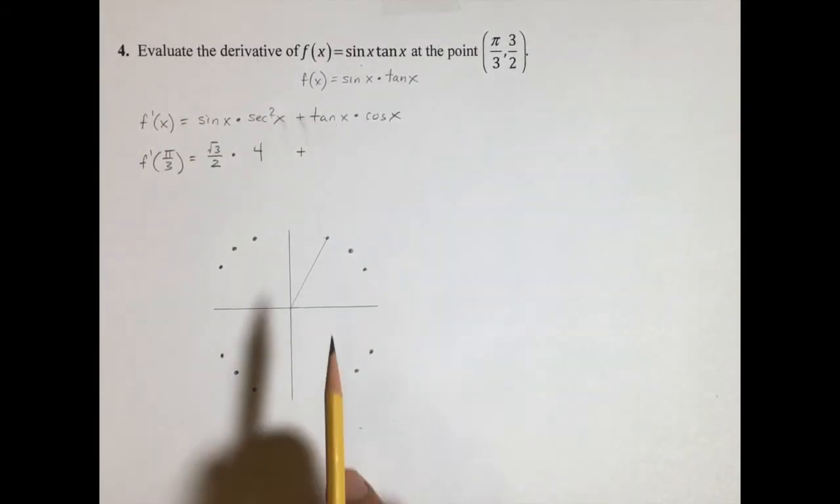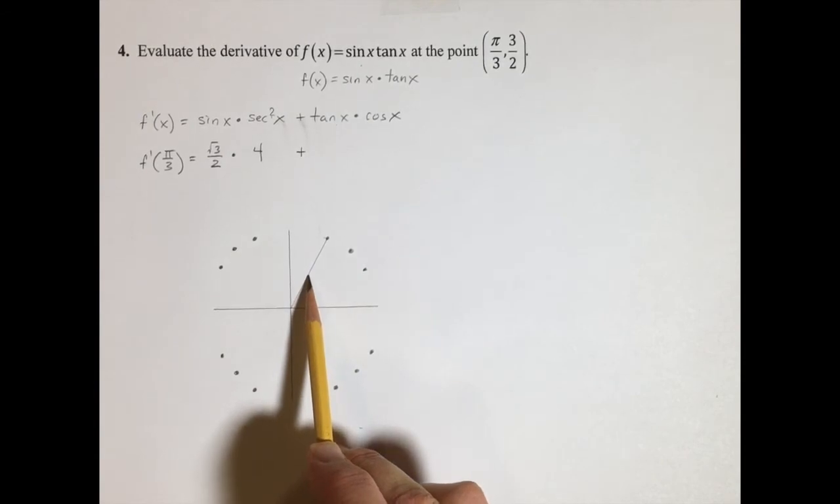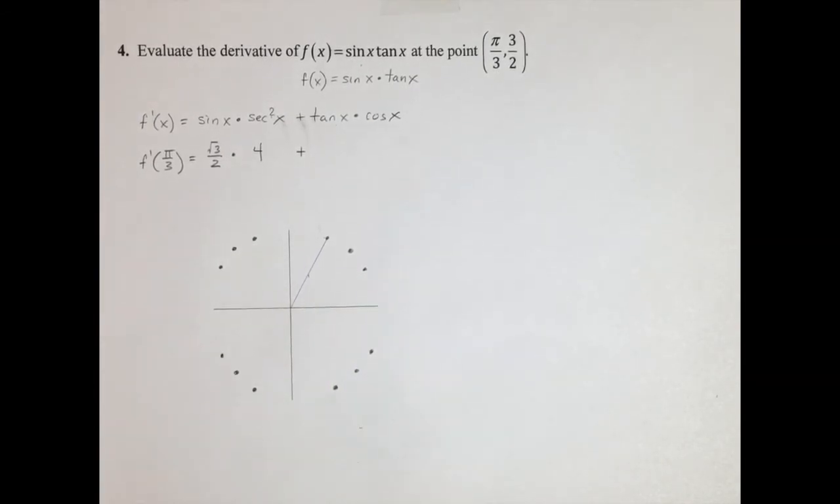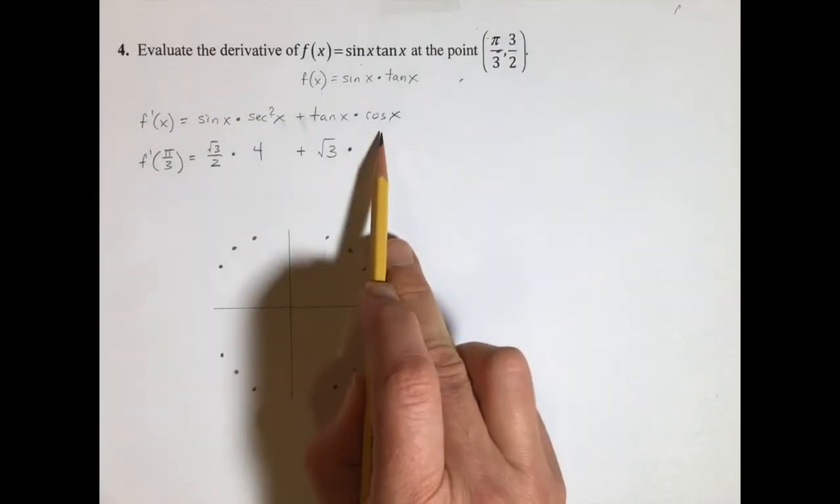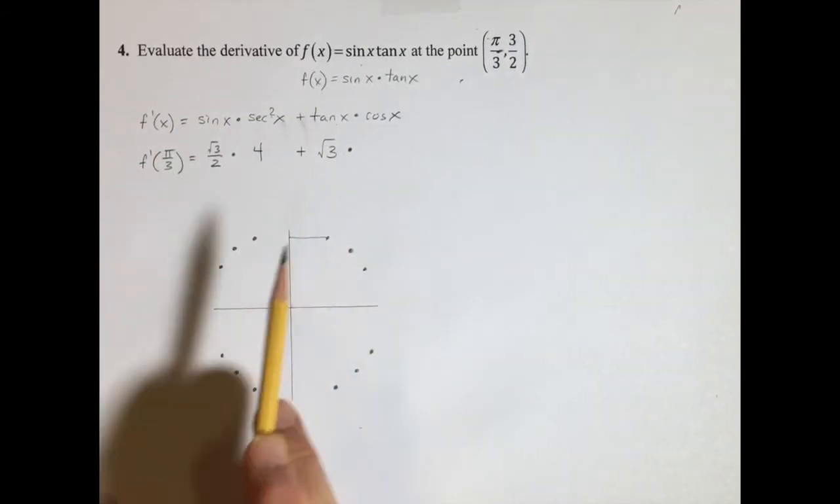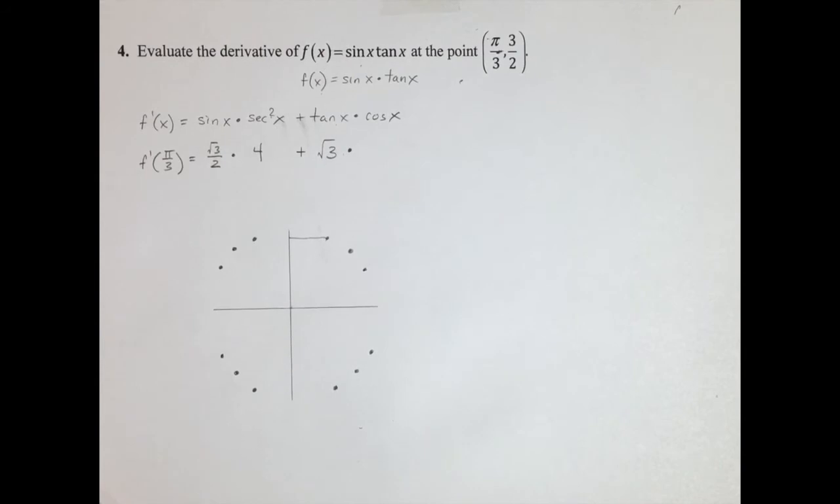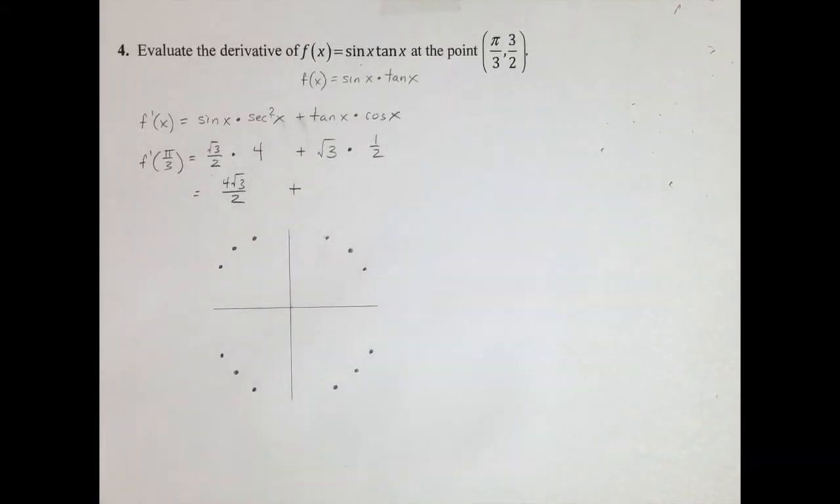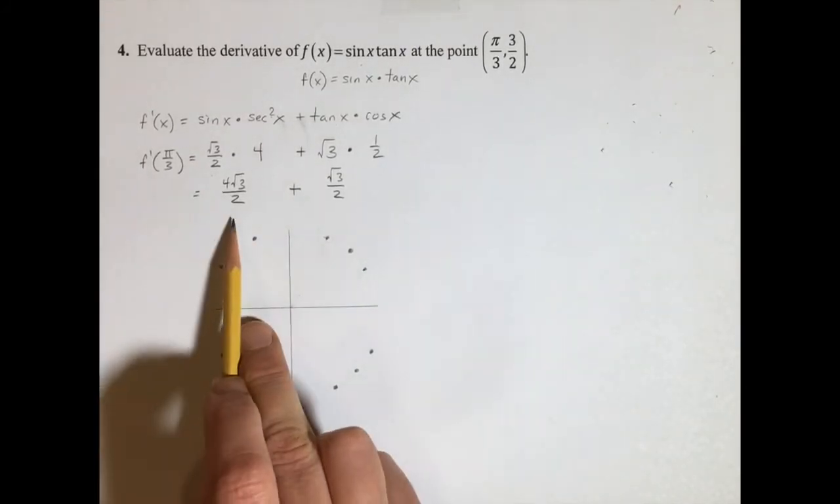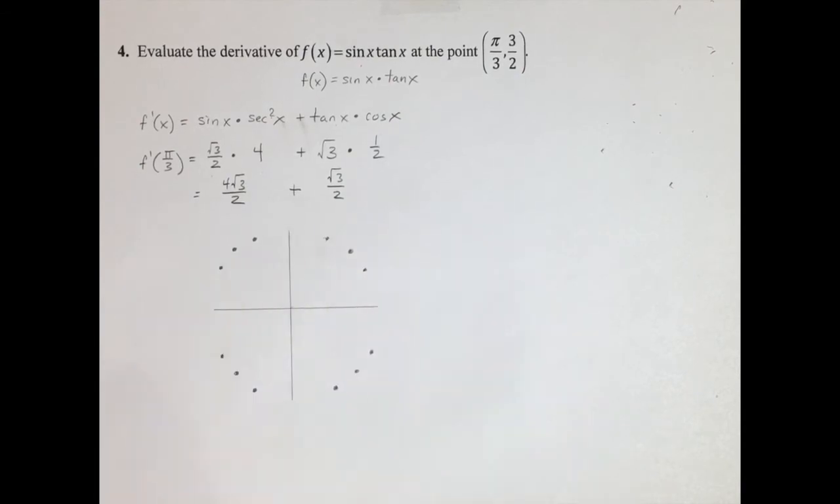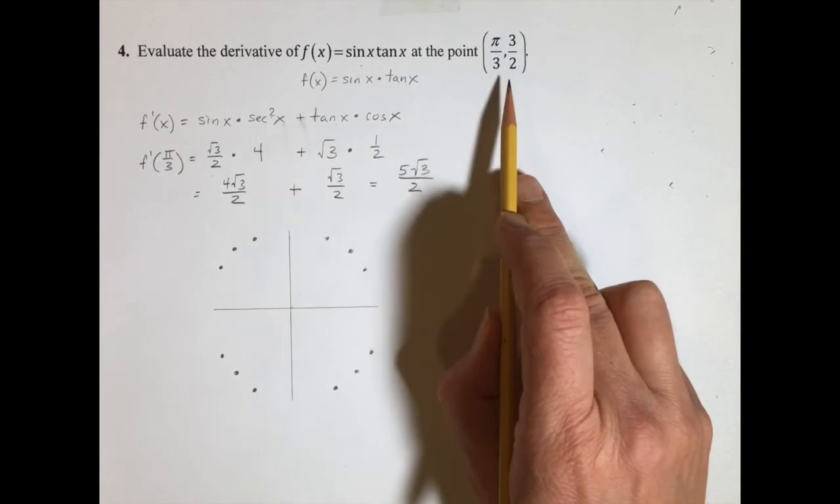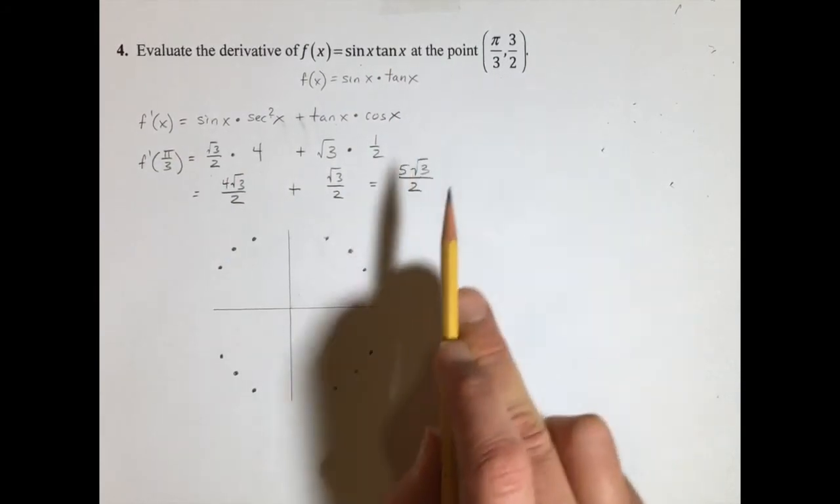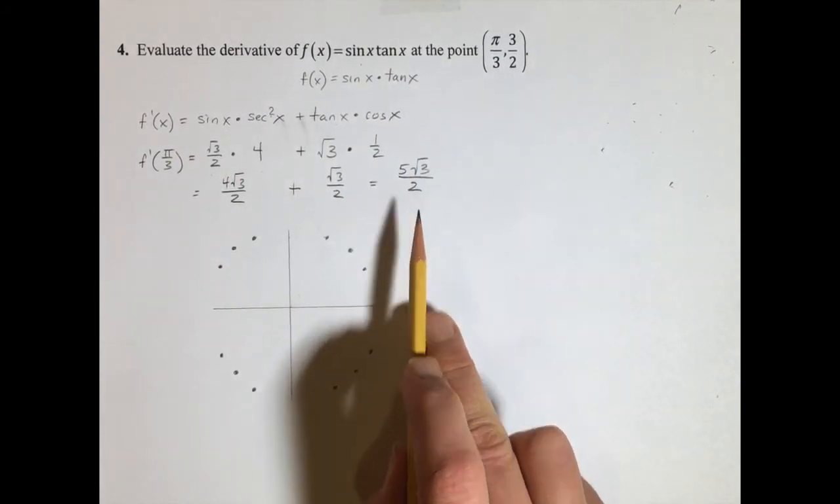And of course tangent of pi over 3 is the slope of this steep line. Tangent of pi over 3 is radical 3. And finally, cosine of pi over 3, we already said cosine of pi over 3 is 1/2. So over here, I have 4 root 3 over 2, plus, and over here, I have 1 root 3 over 2. And 4 root 3 over 2 plus 1 root 3 over 2 is 5 root 3 over 2. Apparently, the slope of f of x at the point pi over 3, root 3 over 2 is 5 root 3 over 2.